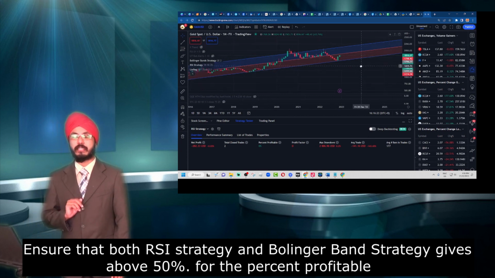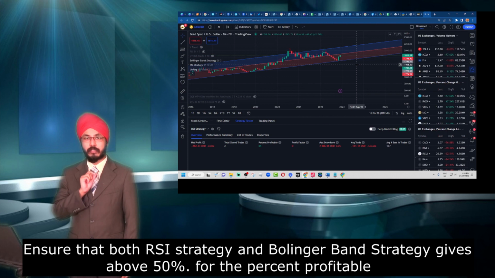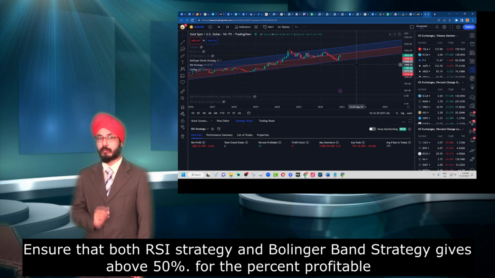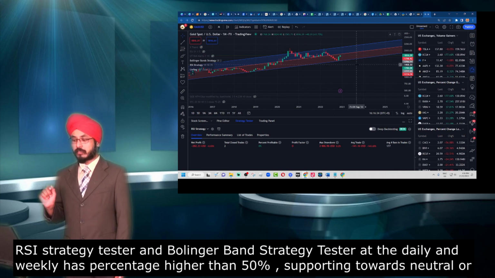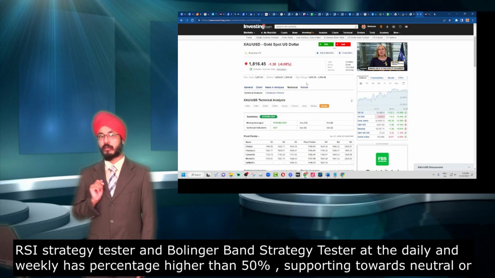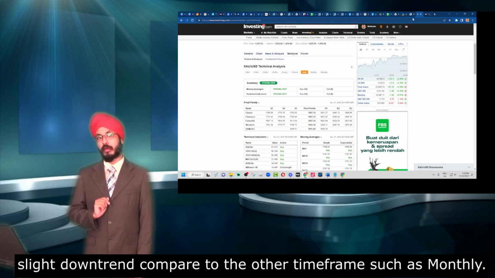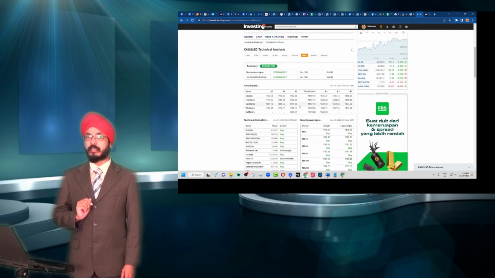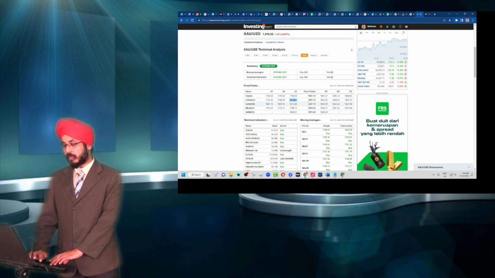As we are able to see here, it is important to ensure that the percent profitable for the RSI strategy and the Bollinger Band strategy tester is above 50%. However, our monthly time frame did not meet that requirement. Thus, we are not able to rely on our monthly for the trend. We can rely on our daily and also our weekly. As we know, based on our fundamental analysis, the trend is bullish, which means that our technical analysis at the daily and weekly is supporting more towards bullish as well.